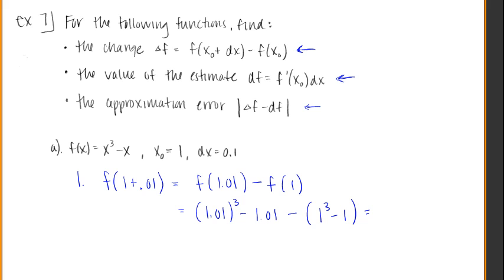what we're going to get is a function value of 0.02. Okay, so this is what's really happening to the graph whenever I change it ever so slightly. Let's look at number 2, the estimate. So df is going to equal the derivative evaluated at 1 times the dx, and the dx is the change in x. We're changing it ever so slightly, which is 0.1.